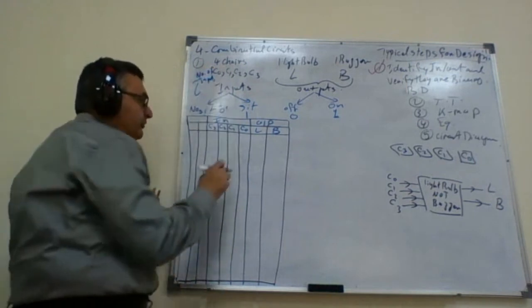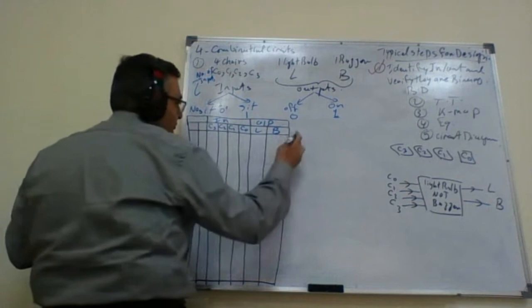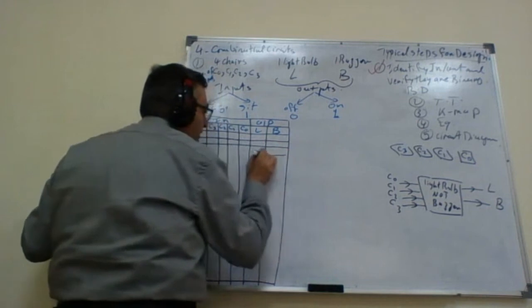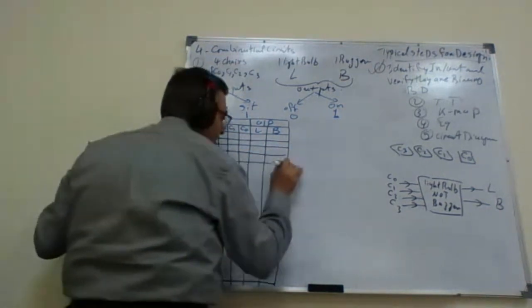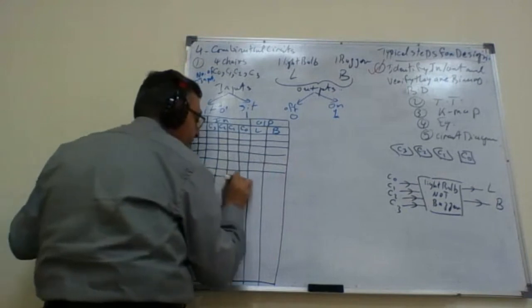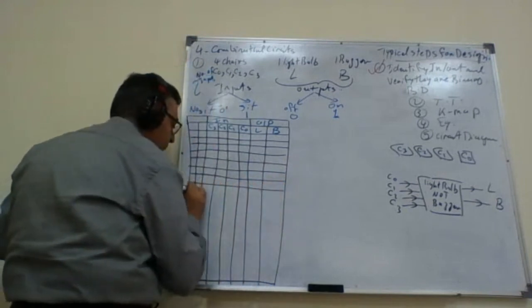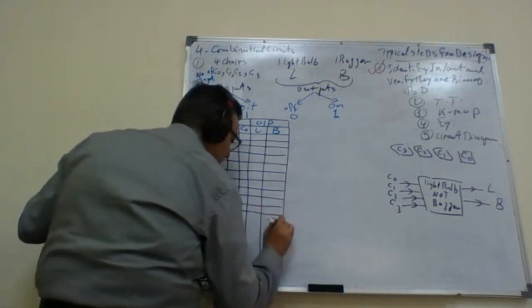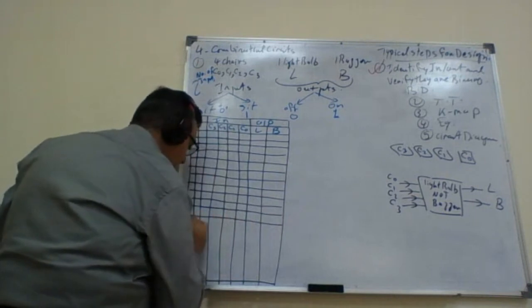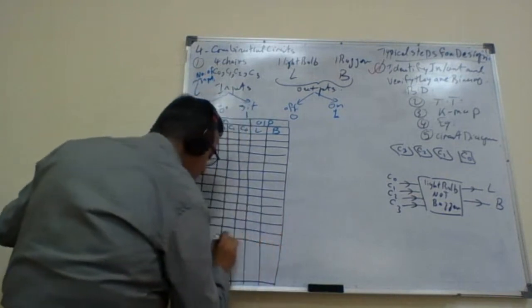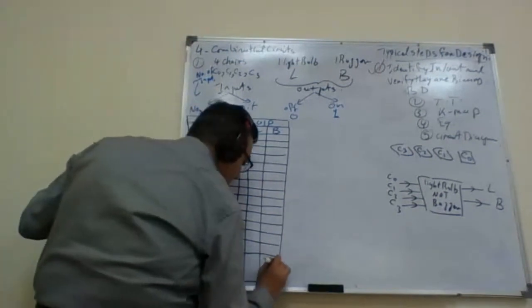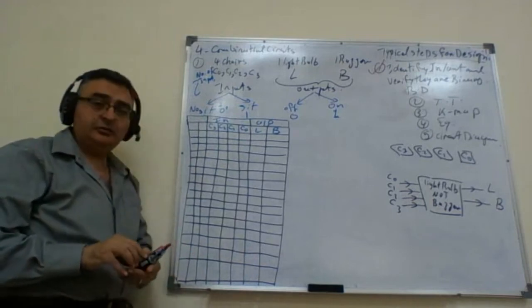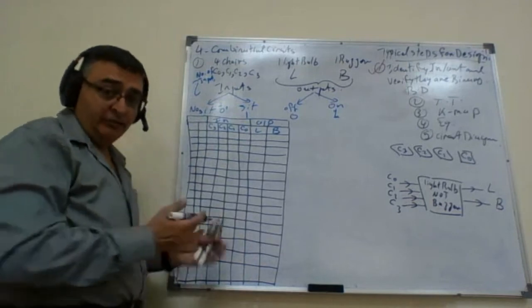That means how many rows here for this problem? 16 different rows. I have 16 different rows in my TT. Can I fill in the TT?